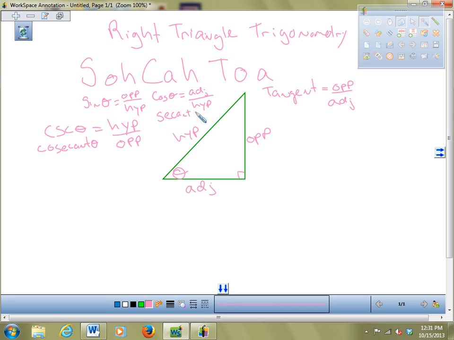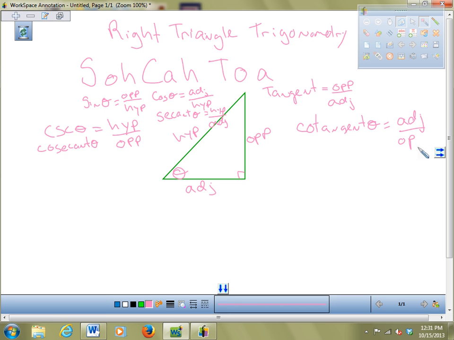are reciprocals. So secant of theta is equal to hypotenuse over adjacent, HYP over ADJ. You flip those. And cotangent, I guess I should write them all. Cotangent of theta is equal to adjacent over opposite.